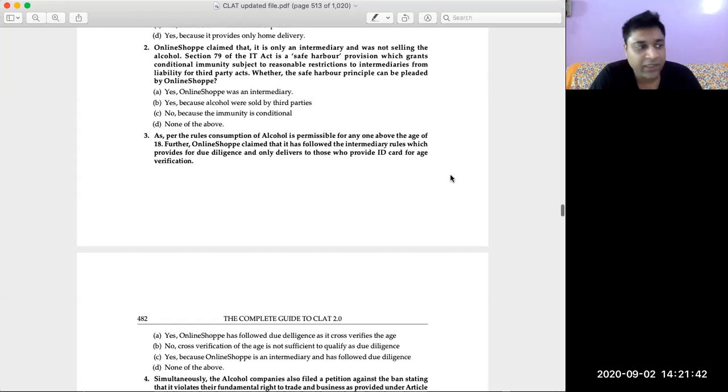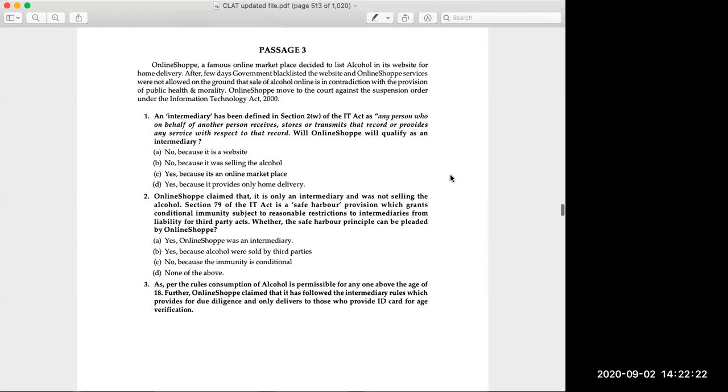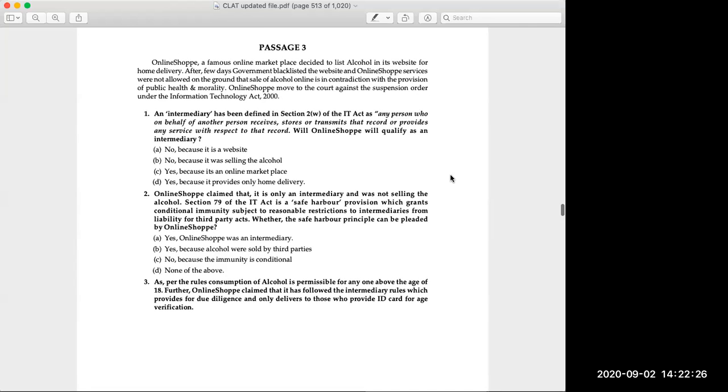Who wants to answer? Aishanya, go ahead. Online shop claimed that it is only an intermediary and was not selling the alcohol. Section 79 of the IT Act is a safe harbor provision which grants conditional immunity, subject to reasonable restrictions, to intermediaries from liability for third-party acts. Whether the safe harbor principle can be pleaded by online shop, I think the answer is C. No, because the immunity is conditional. Because now we need to stick to the passage, and we don't know the conditions of the immunity, and we don't have to apply our own brain. And obviously it fell under the provision of public health and morality. Alcohol did fall under it. So I think the answer will be C.